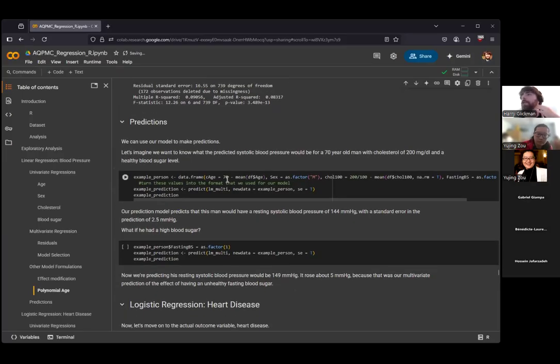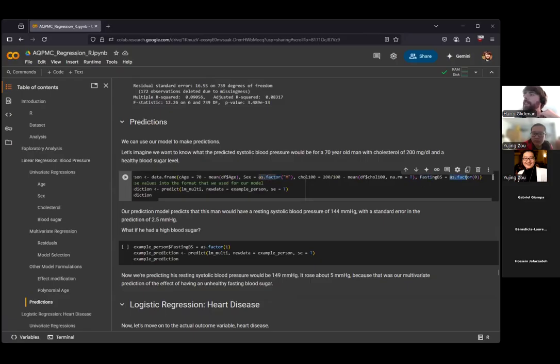Right. So we can also generate predictions. So we can use our model to make predictions, essentially. So if we had a 70-year-old man with a cholesterol of 200 and a healthy blood sugar level, we'll create that example person. We have to modify these numbers to get back to the type of variable we have, which is centered age and centered cholesterol divided by 100 and centered. And sex is a category, so we have to tell it it's a factor. And blood sugar is a category, so we tell it it's a factor. But we create this example person, and then we just create a prediction for this person.